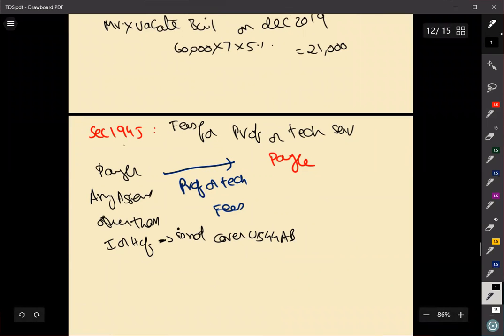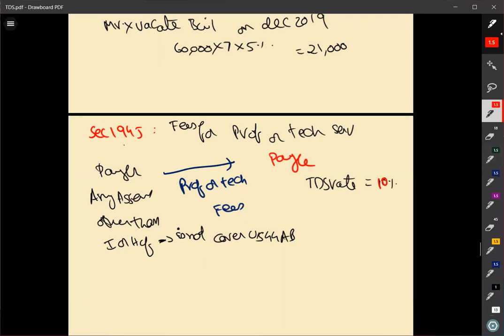Now, if these conditions are satisfied, then TDS is supposed to be deducted. So what is the rate of TDS? TDS rate is equal to 10%. So 10% is nothing but the rate of TDS, which is going to be applicable over there.